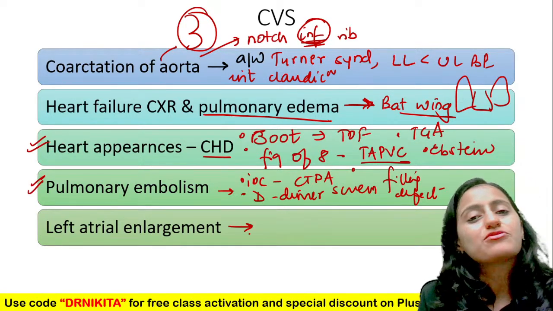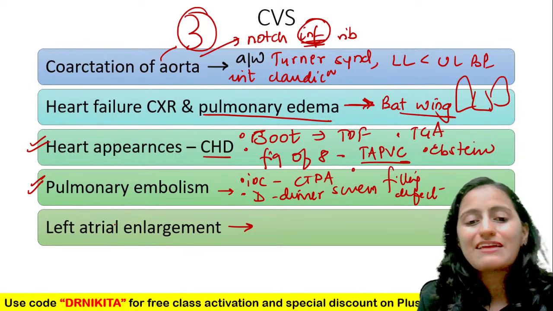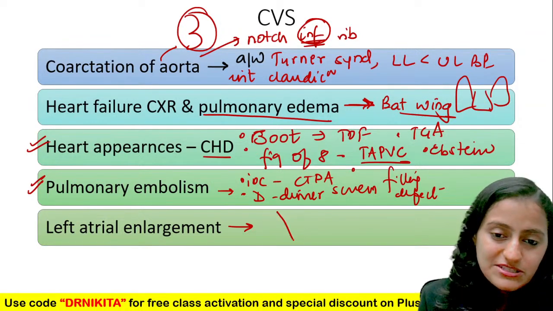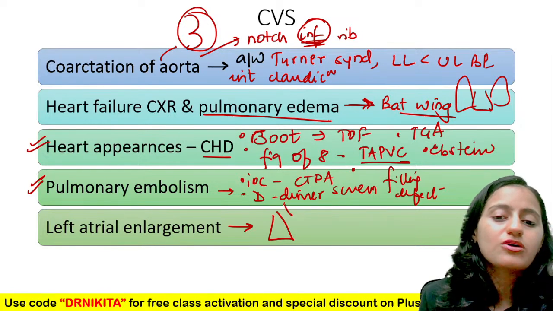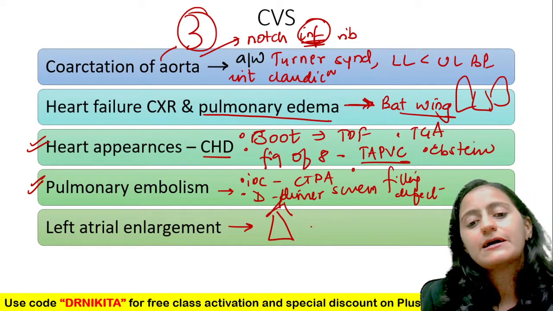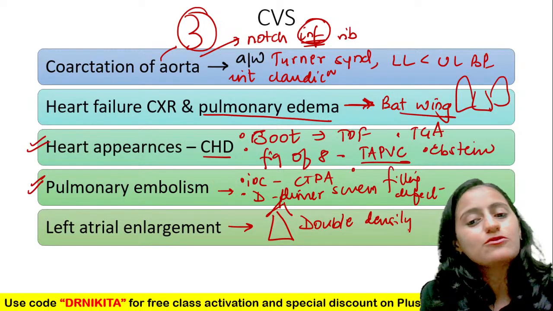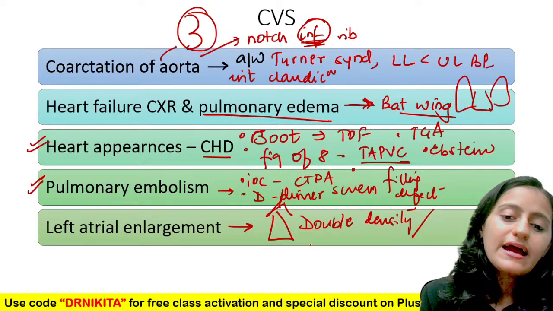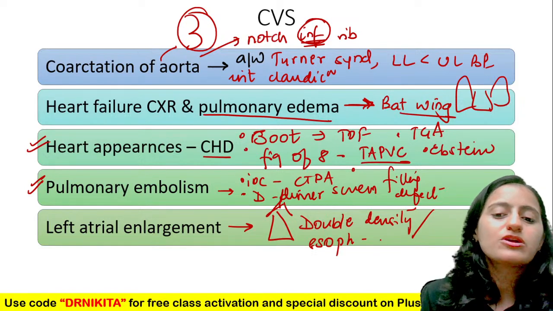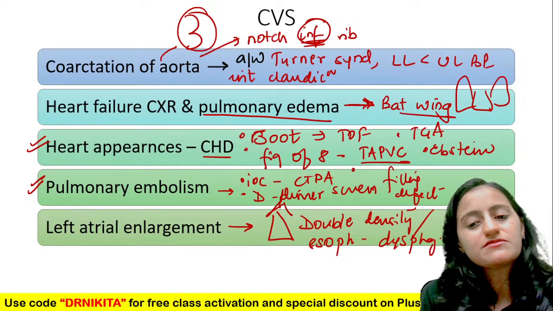Signs of left atrial enlargement are very, very important and frequently asked. It causes the straightening of the left heart border. It causes the splaying of the carina. Remember the important sign here, which is the double density sign or the double right heart border sign. And also remember that it can compress the esophagus. It can lead to dysphagia.